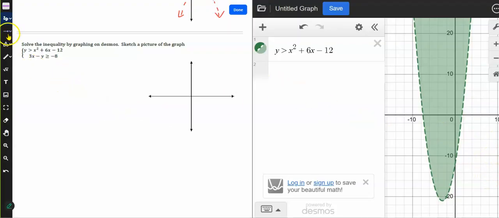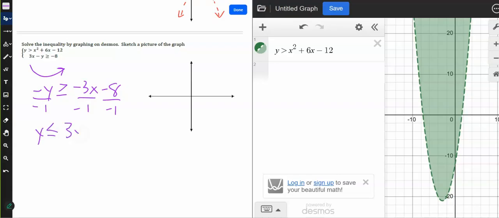Okay. Now let's come do the other one. And we said that we wanted to get y by itself. So we'll bring that 3x to the other side. Negative y is greater than or equal to negative 3x minus 8. Of course, we'll divide everything by negative 1. And that will flip my sign over and give me 3x plus 8. All right, so now we can come over here and y is less than, put the equal sign on it, which is going to make it a solid line, 3x plus 8.